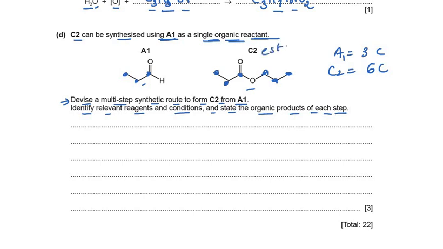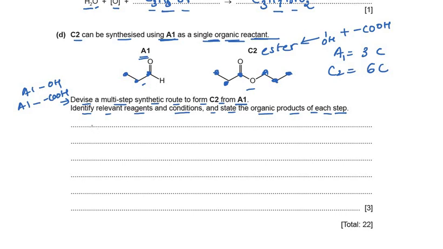Now one more point. C2 is an ester. Now ester is formed from an alcohol, that is OH group, and a carboxylic acid. That shows that A1 should be first changed to alcohol, and then in the next step A1 should be changed to a carboxylic acid, and then both the products react to form C2. This is how we can think and design our synthetic route. Okay, if A1 is an aldehyde, how to change it into an alcohol?